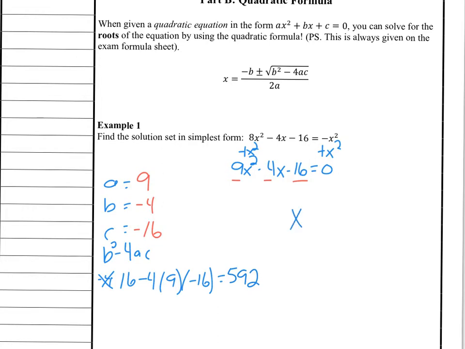So from there, we're going to have to plug it into the equation. When I plug in negative 4 for my b here, the negative of a negative 4 makes it positive. So I have positive 4 plus or minus the square root of 592 all over 2a, and that's 2 times 9, which is 18. From there, I need to break this stuff down.